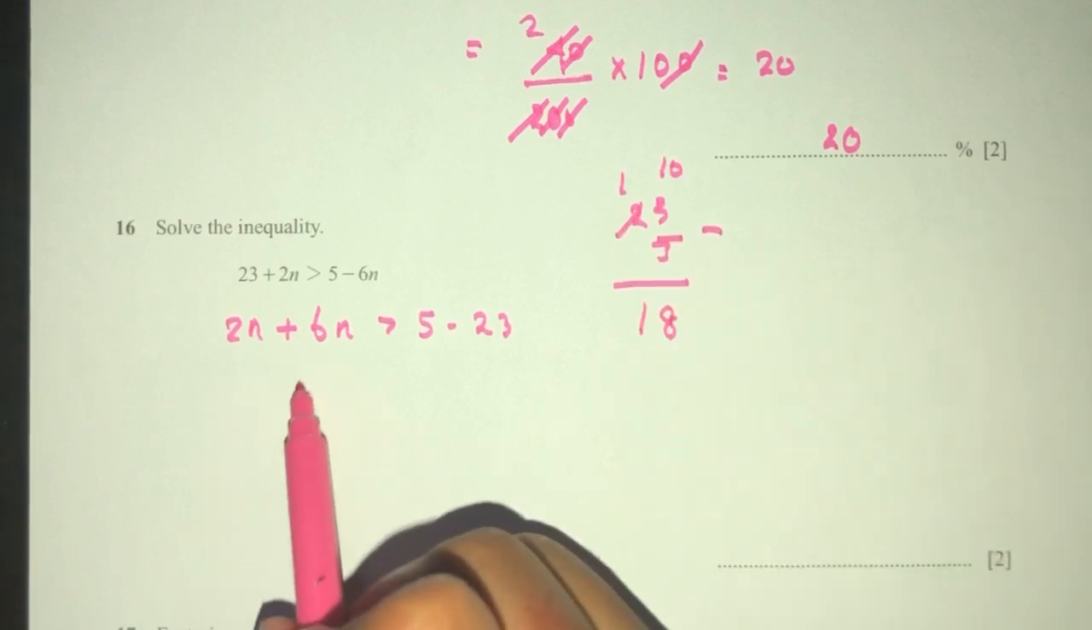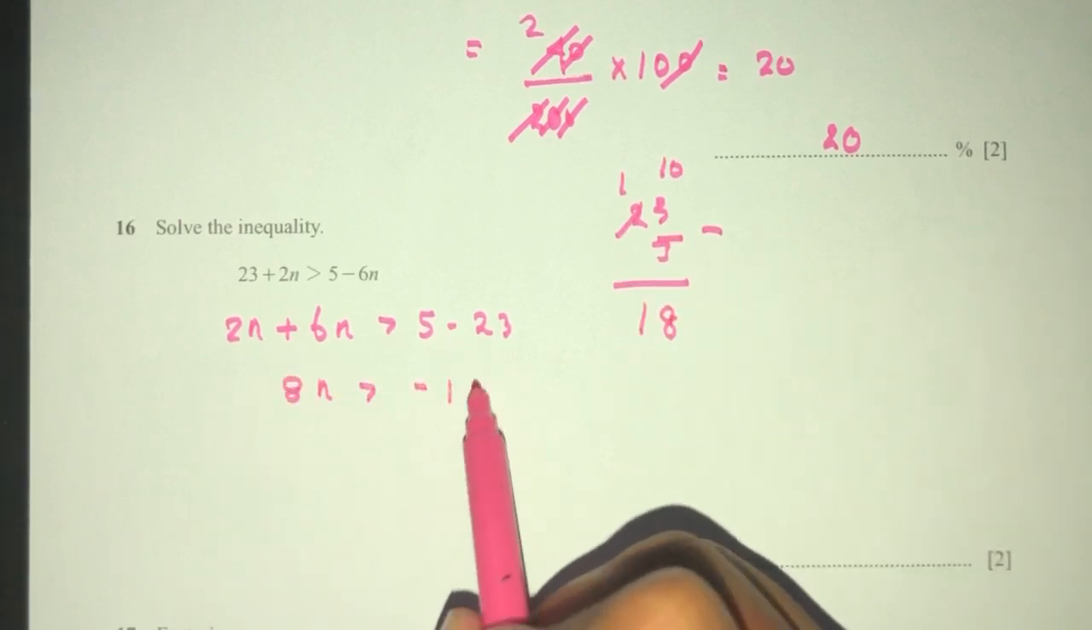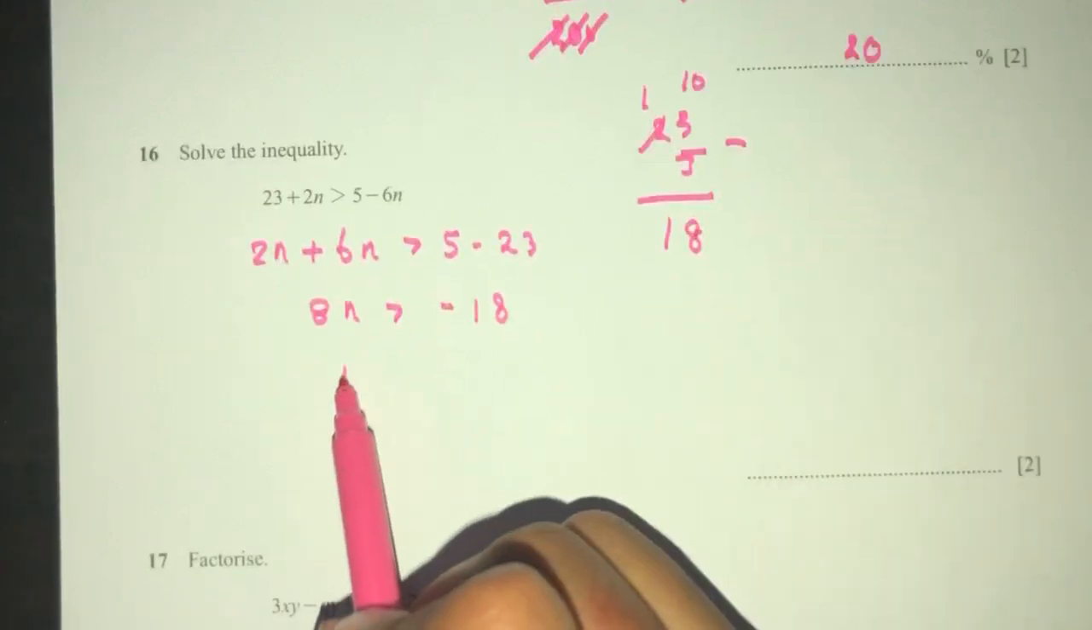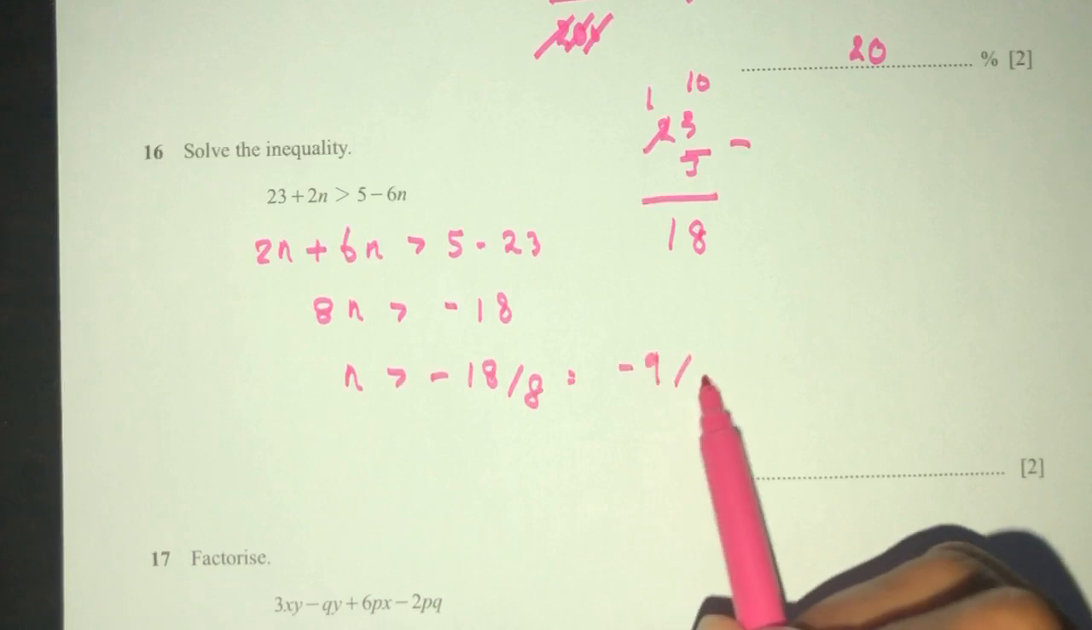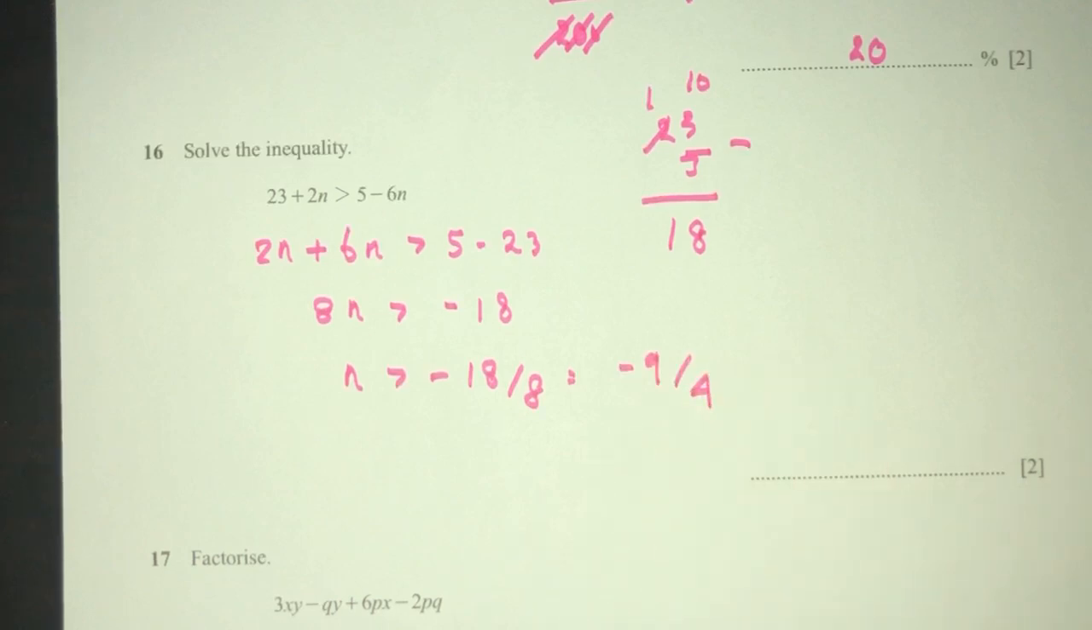So basically that will be 8n, and more than minus 18. 5 minus this will be minus this. n will be minus 18 divided by 8, divided by 2. That should be minus 9 over 4. Right? Makes sense, right? Okay.